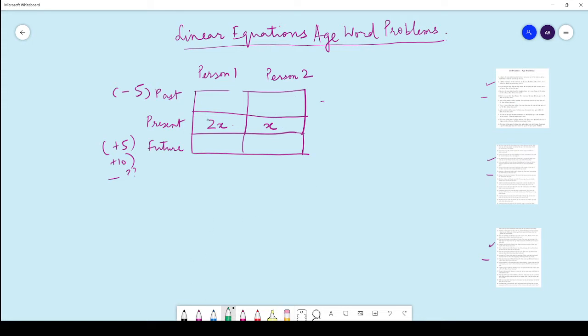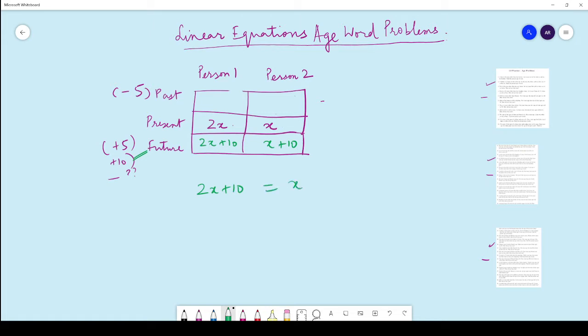Let us say that 10 years from now, the elder person is 20 years older than the younger person. So 10 years from now, this will be the age 10 years from now, and it says 10 years from now this person will be 20 years older. So it means that 2x plus 10.